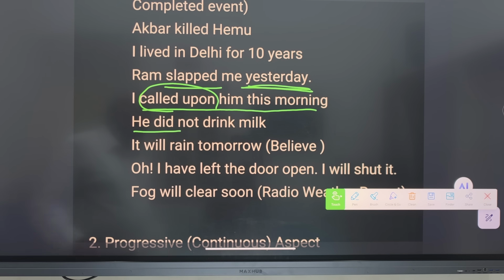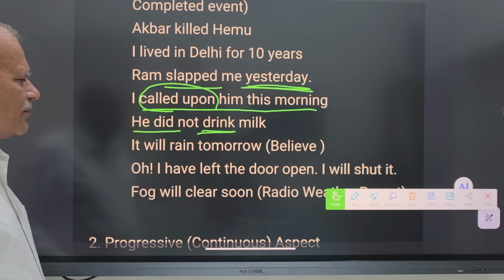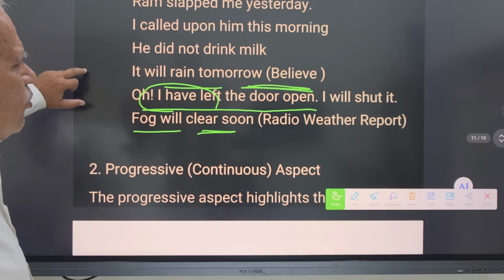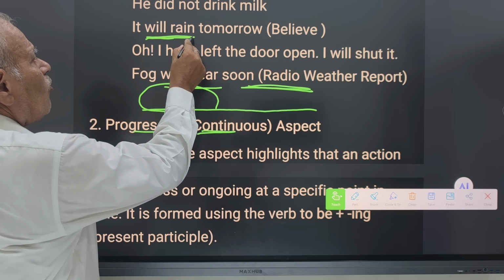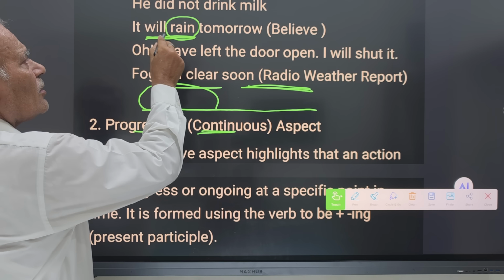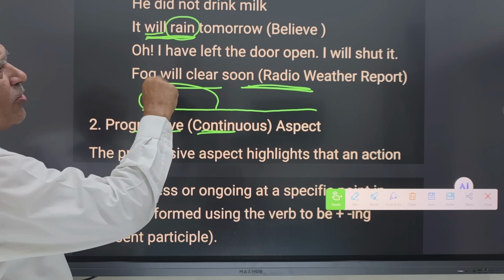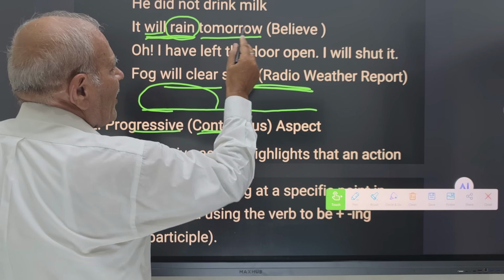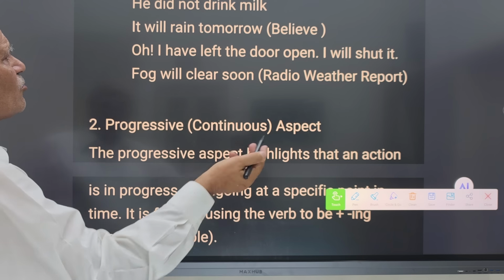Remember, while making negative sentences in the past, you use did, and with did you use the base form of the verb. It will rain tomorrow. This is a belief. We have used the auxiliary will with the first form or base form of the verb, and tomorrow is the time adverb. So what is the belief? The belief is it will rain tomorrow.